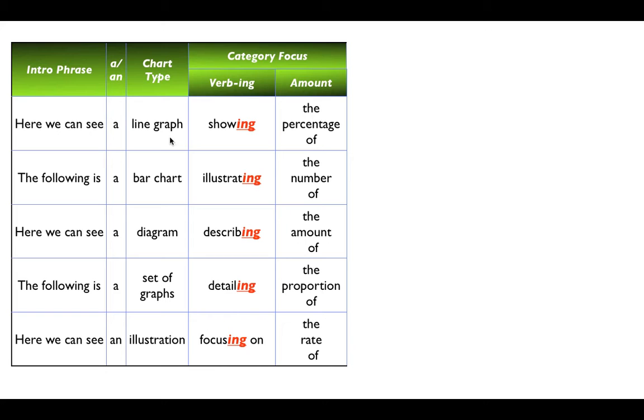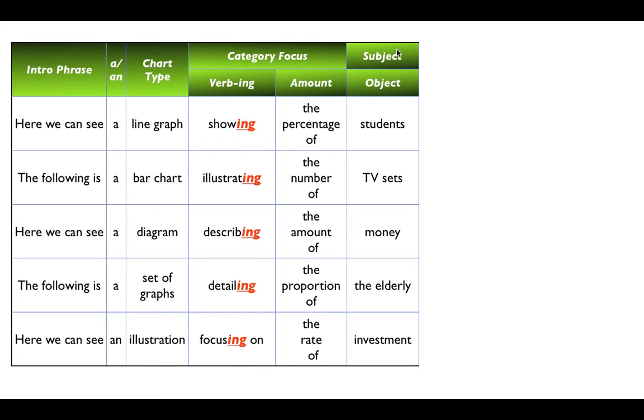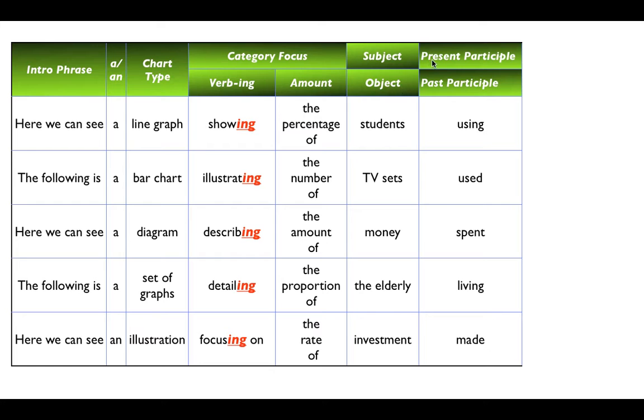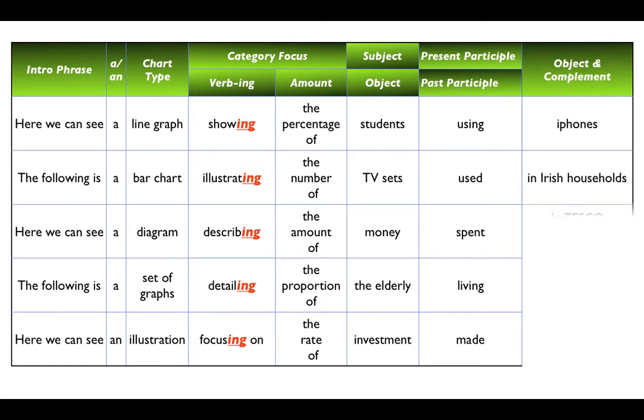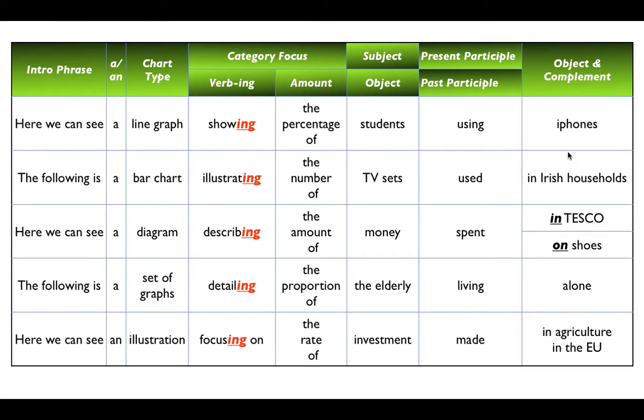So here we can see a line graph showing. And all of the other verbs here are synonyms of show, but they're all in the ing format. Showing, illustrating, describing, detailing, or focusing on. And then we saw the amounts, the percentage of, the number of, the amount of, the proportion of, and the rate of. And then we said that it would be either a subject and an object, followed by either the present participle, the past participle, and then the object and complement.